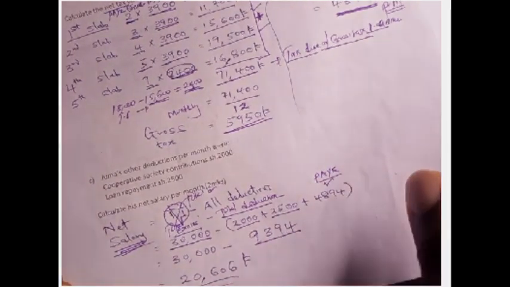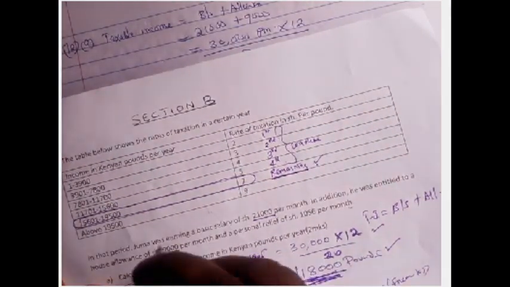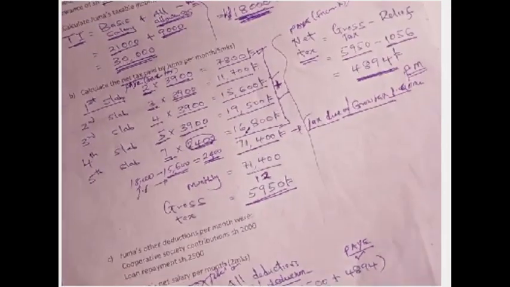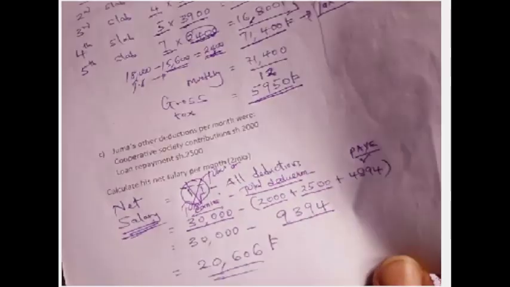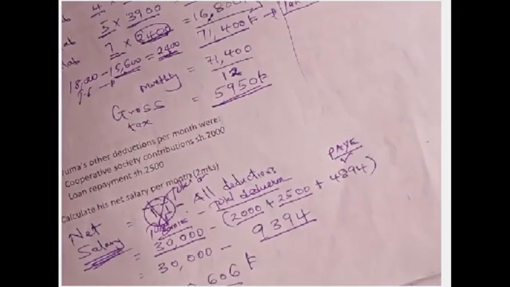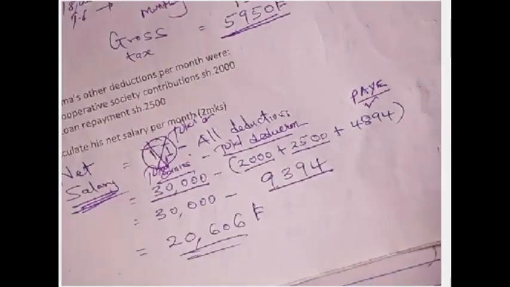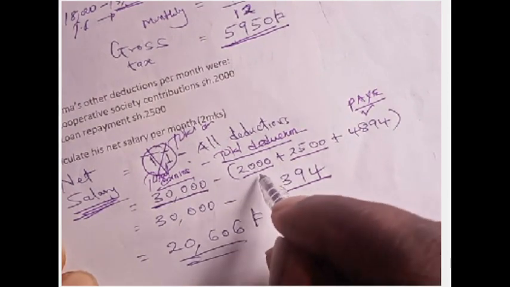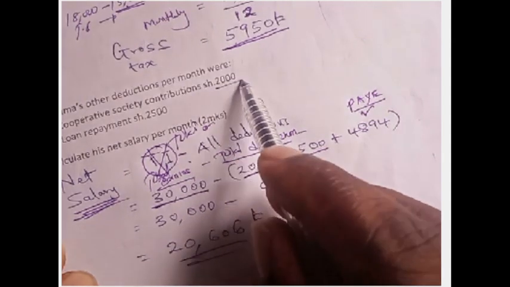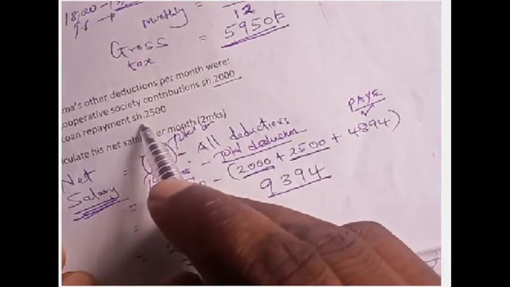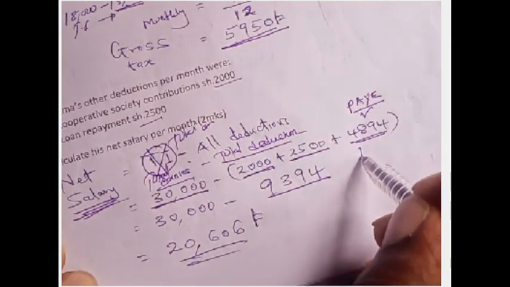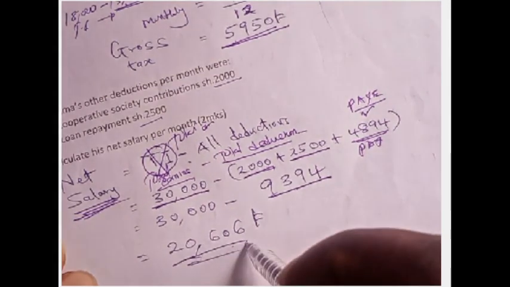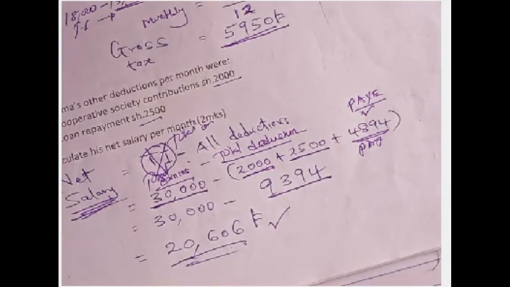So we get back to the question and see what Juma is earning. Juma is earning 21,000 and also 9,000 for house allowance, to calculate the net salary. Net salary will be equal to total earnings of 30,000 minus total deductions: 2,000 for cooperative society contribution, 2,500 for loan repayment, and 4,894 for PAYE. This gives us a total of 9,394 shillings. Subtracting the two, we get 20,606 as the net salary for Juma.